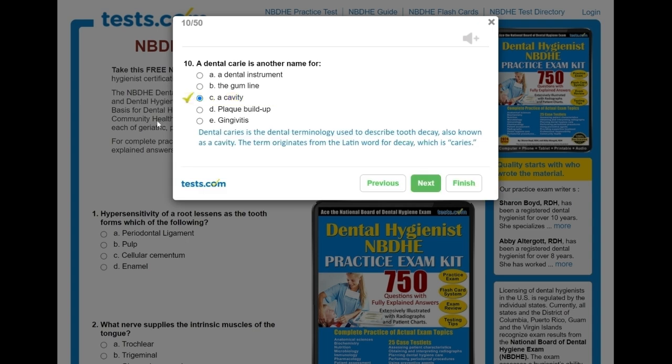C. A cavity. Dental caries is the dental terminology used to describe tooth decay, also known as a cavity. The term originates from the Latin word for decay, which is caries.